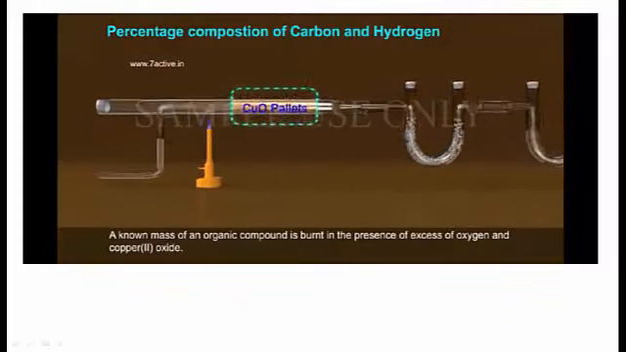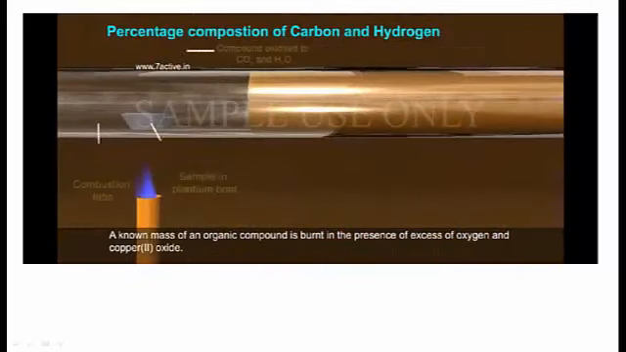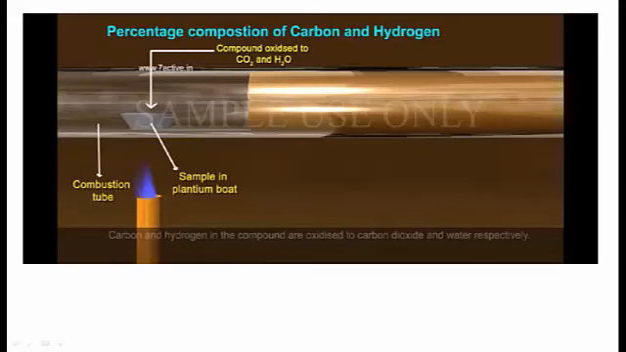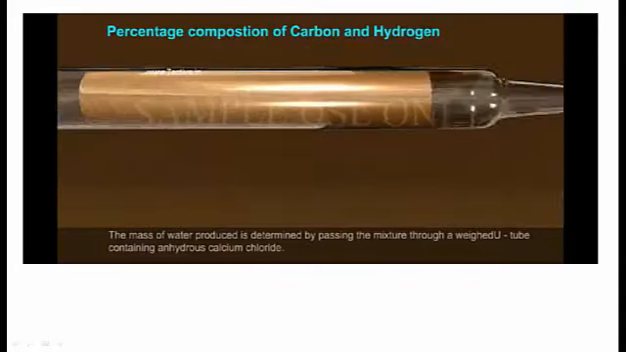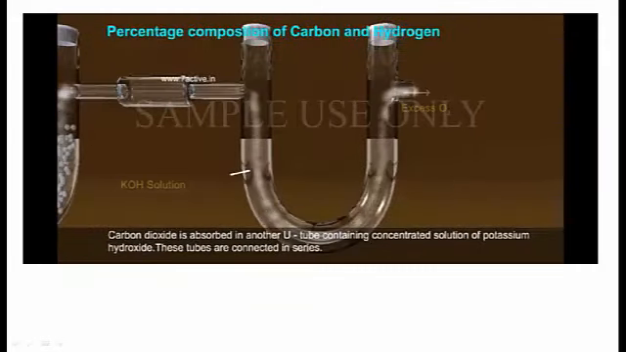A known mass of an organic compound is burnt in the presence of excess of oxygen and copper oxide. Carbon and hydrogen in the compound are oxidized to carbon dioxide and water respectively. The mass of water produced is determined by passing the mixture through a weighed U-tube containing anhydrous calcium chloride. Carbon dioxide is absorbed in another U-tube containing concentrated solution of potassium hydroxide. These tubes are connected in series.